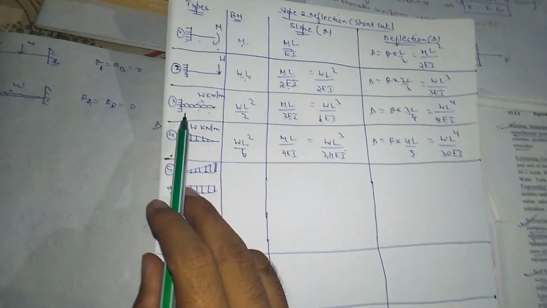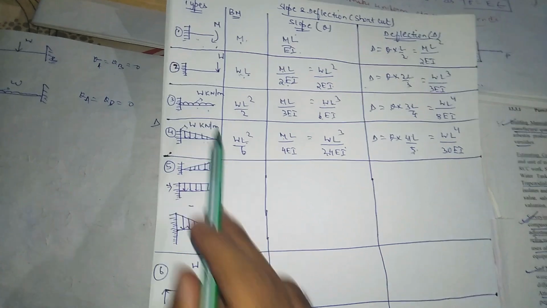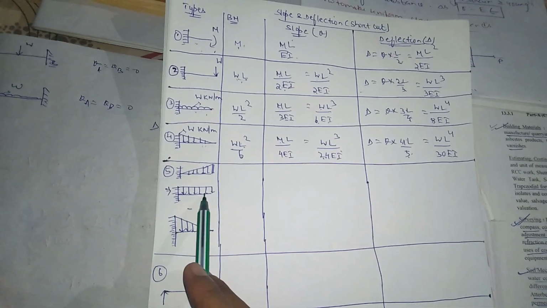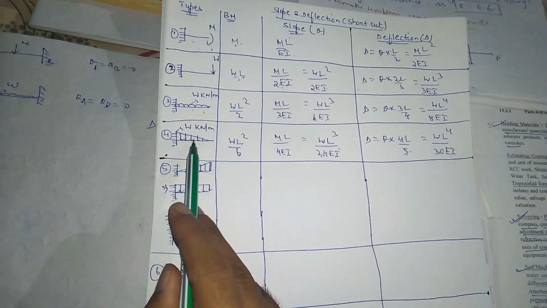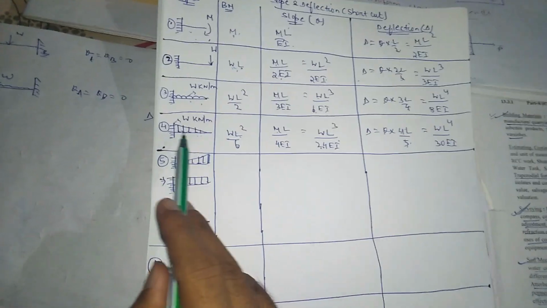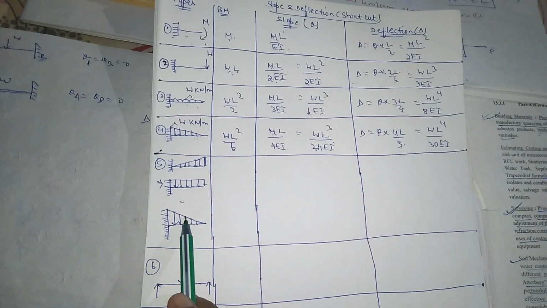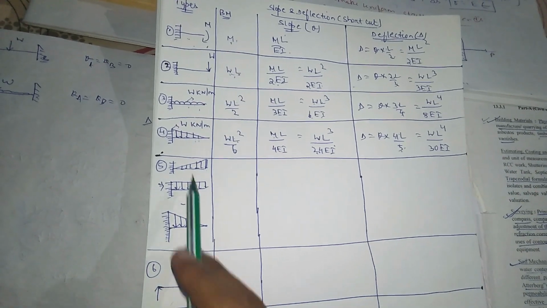Means like this, the third case is uniformly distributed load. We can draw this thing as this. Okay, it is uniformly distributed load. And in the fourth case, you see uniformly varying load, in which at the fixed end it is maximum and at the free end it is minimum. So after subtracting, we can get this figure.